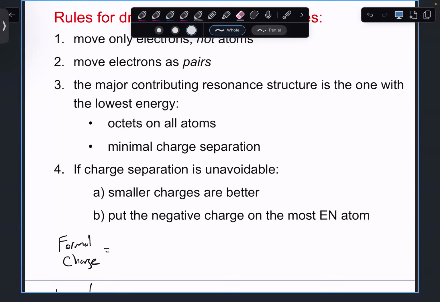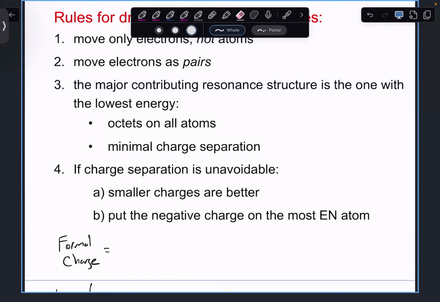Good resonance forms have octets on all atoms and small charges. Ideally, 0 charges. But if you have charges, the smaller the charges, the better. So it would be better to have a +1 and a -1 in your resonance form than a +2 and a -2. You want your charges to be as small as possible. If you have the same types of charges in 2 different resonance forms, you want to make sure the negative charge is on the more electronegative atom.